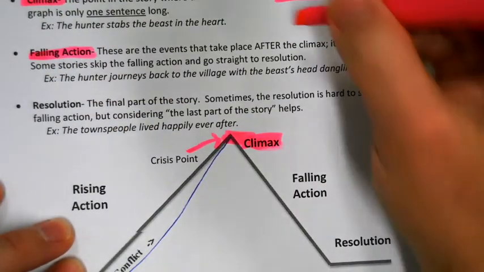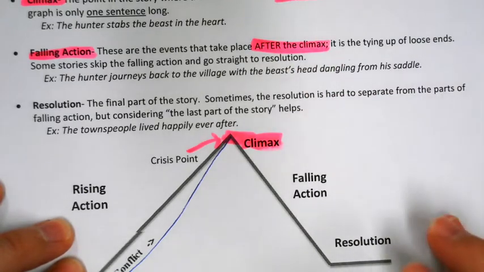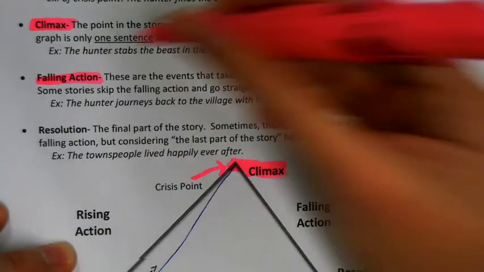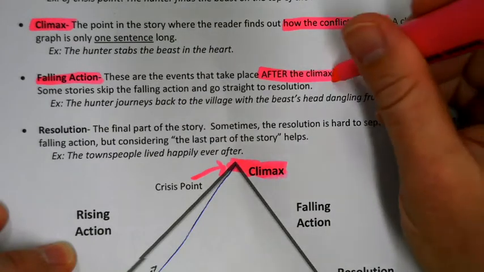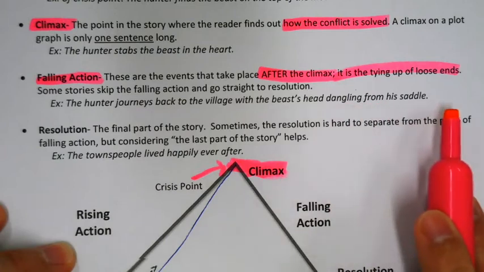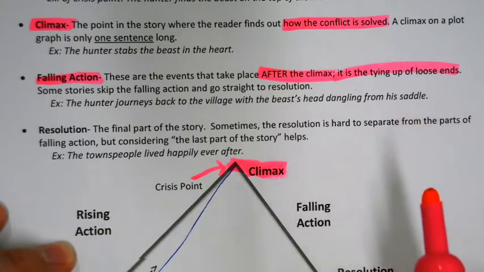These are the events that take place after the climax. Now, the climax is short. It shouldn't be paragraphs long or chapters long, but the stuff right before it and the stuff right after it might be long or short, depending on the story. It's the tying up. Falling action is the tying up of loose ends. The hunter journeys back to the village with the beast's head dangling from his saddle. That's the thing that happened. That was right after the climax, where the problem has been solved. All of the action has been resolved at the climax.